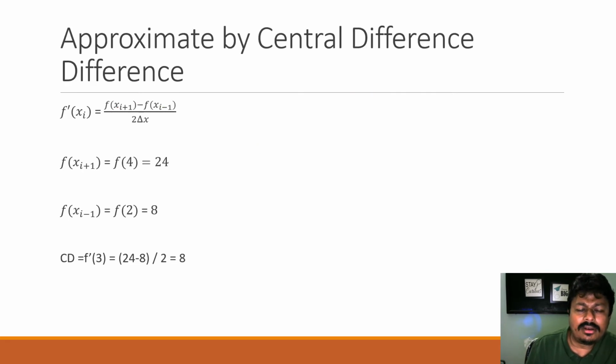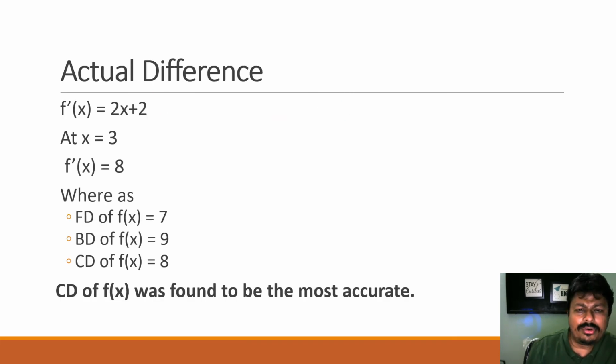And then central difference, the approximation of f prime x with the help of central difference. The f of xi plus 1 is 24, f of xi minus 1 is 8. So 24 minus 8 divided by 2 into del x, the step size, that means 2. So this is basically 8. Okay, so that was the differentiation or finding of the derivative.